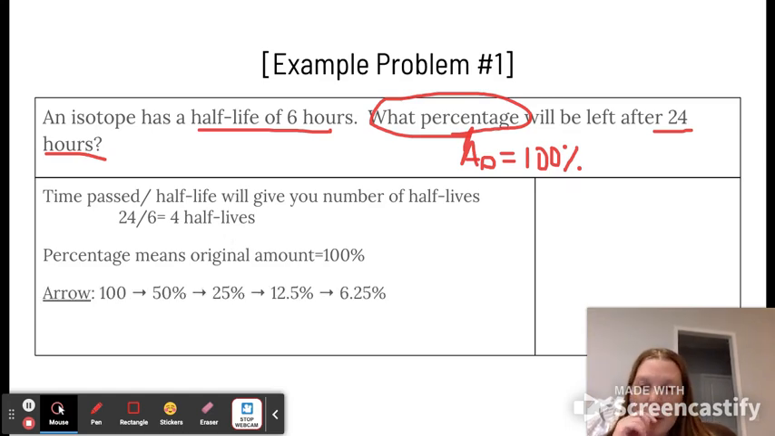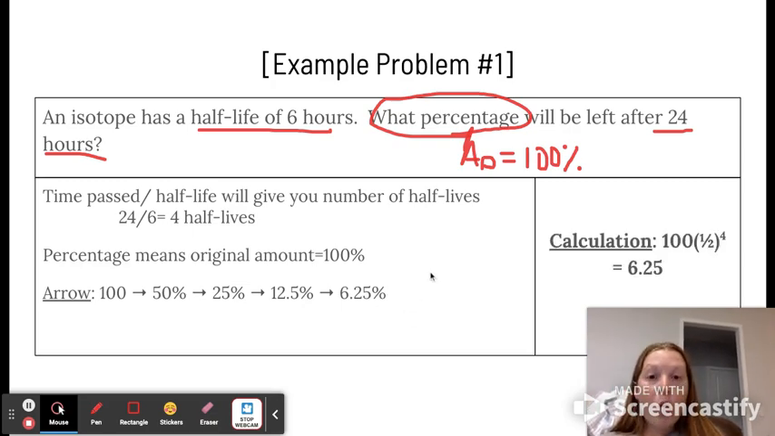The percentage means that our original amount is 100%. So you can do this with your arrow method and divide by 2 each time. We've got to do it 4 times. So 100 divided by 2 is 50. That's 1 half-life. Divided by 2 is 25. That's 2 half-lives. Divided by 2 is 12.5. That's 3 half-lives. Divided by 2 is 6.25. That's 4 half-lives.